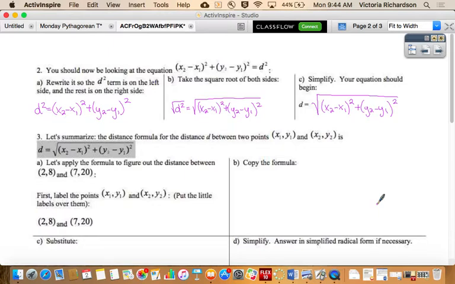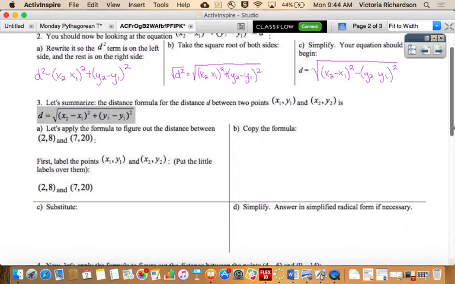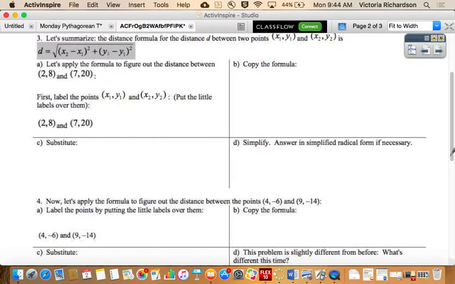So now we have our distance formula, which is right here. So now we're actually going to work some other problems with that distance formula. So let's look at number 3. So it says, let's apply the formula to figure out the distance between 2, 8 and 7, 20. So those are two ordered pairs. And like I told you, if you don't remember how to do distance formula, I want you just to plot those 2 points, use a straight edge and draw the hypotenuse, and then make it a triangle, and use Pythagorean theorem to do it. But if you do remember this, it is much faster.